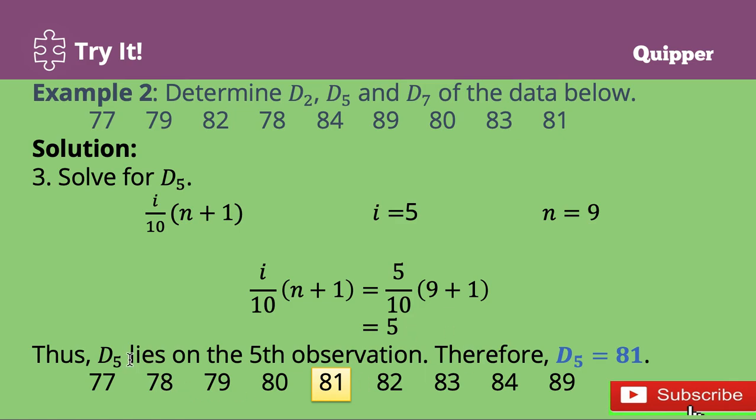Thus, the fifth decile lies on the fifth observation. Using the arranged data, we will count 1, 2, 3, 4, 5. Therefore, the fifth decile is equal to 81.